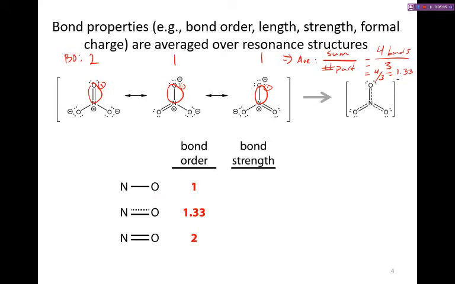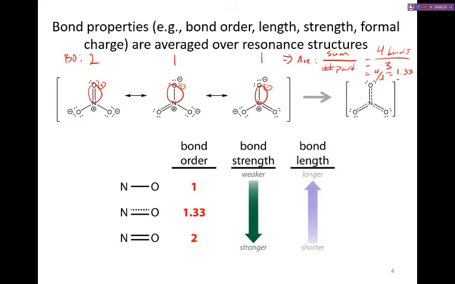If you look at the bond strength, the lower the bond order, the weaker it is. So that means then that the bonds within the nitrate are somewhere in between a single and a double bond in terms of their strength, and that their length is inversely proportional to that.